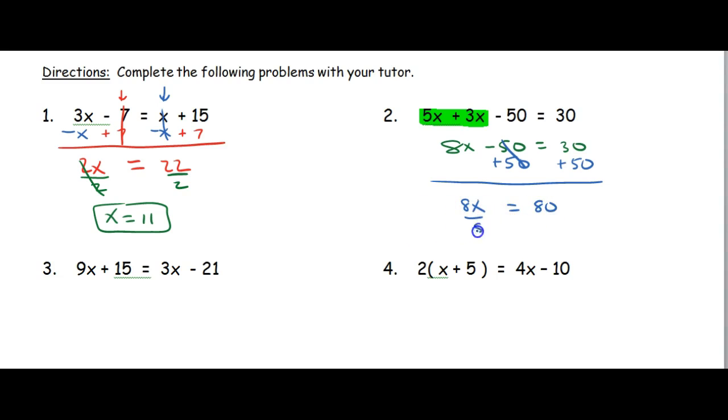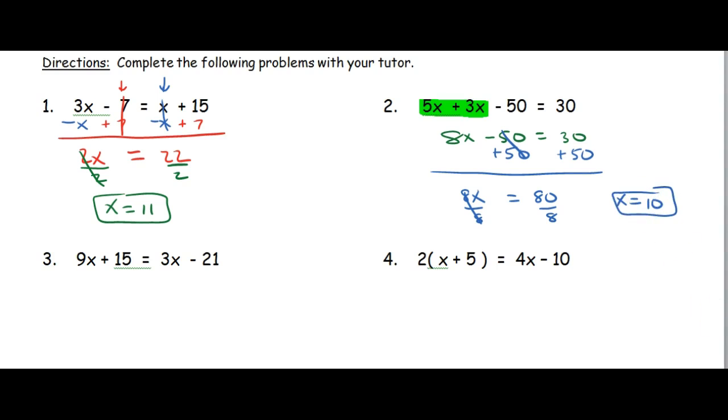Now what do I do to get x by itself? I divide by 8. X is equal to 80 divided by 8 is 10. And I am done.